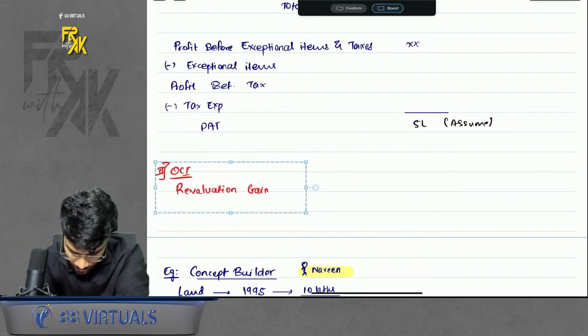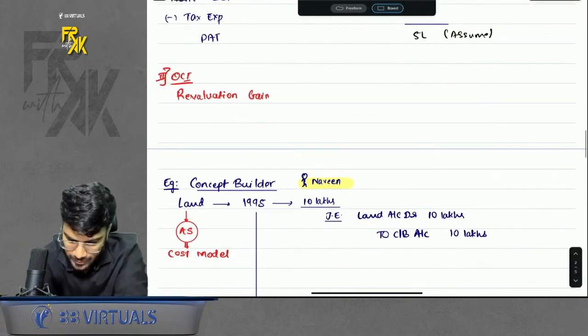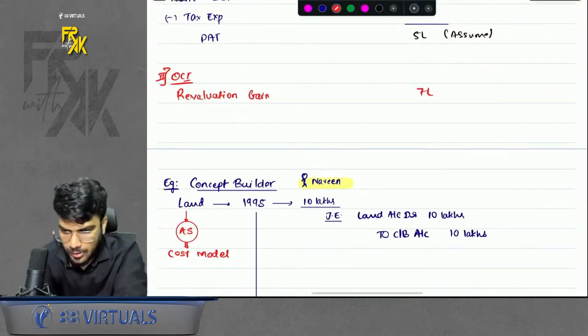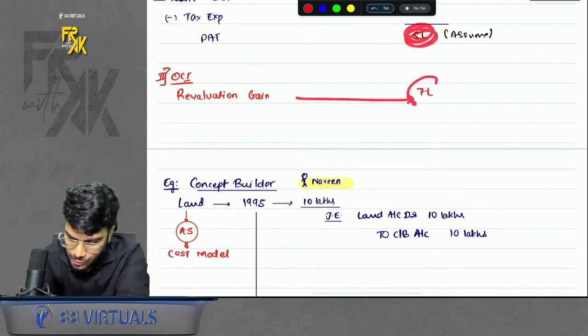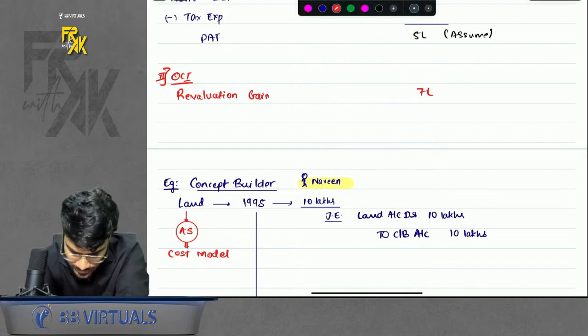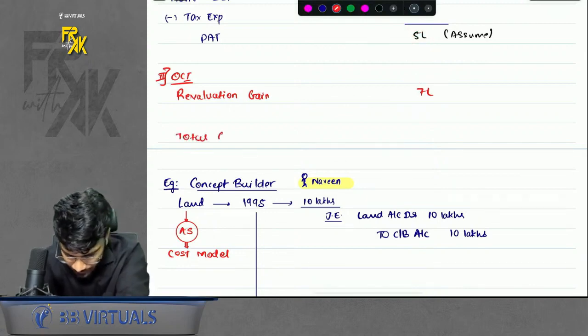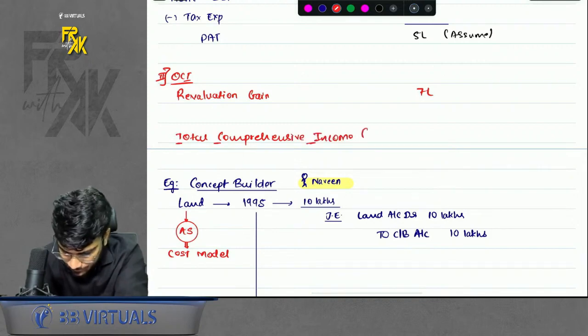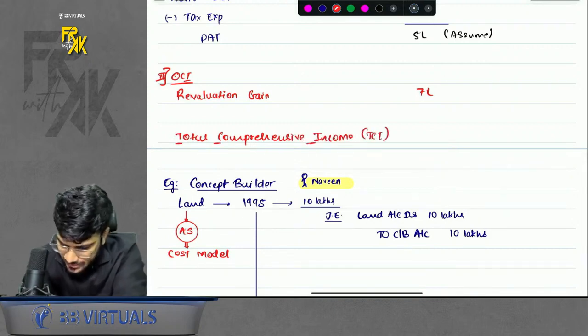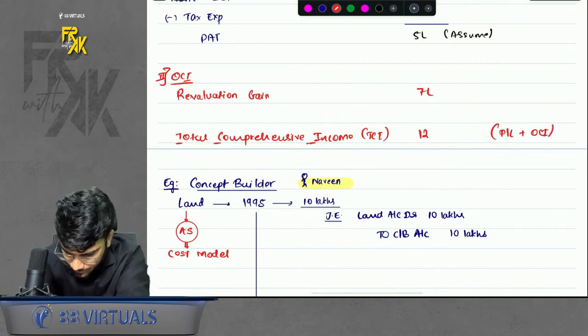Under OCI you are booking a revaluation gain of, let's say, 7 lakhs. So this P&L profit and this OCI revaluation gain in total becomes TCI. That is known as total comprehensive income. In short, we will call it TCI. What is TCI? It is nothing but a combination of profit and loss and OCI.